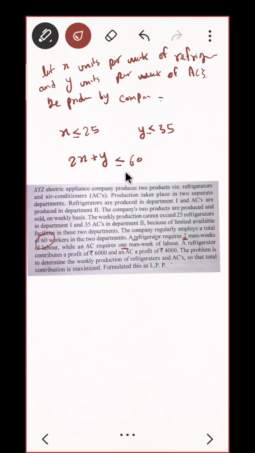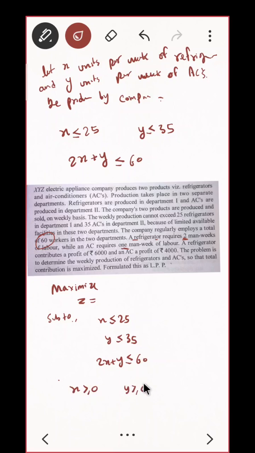So are we done? What will be the maximization? So shall we start the LPP? The LPP will be maximize z equal to, this is how we used to write. First thing is the objective function. What will be the z? Subject to the conditions I am having, and the non-negative conditions are x is greater than or equal to 0, y is greater than or equal to 0.